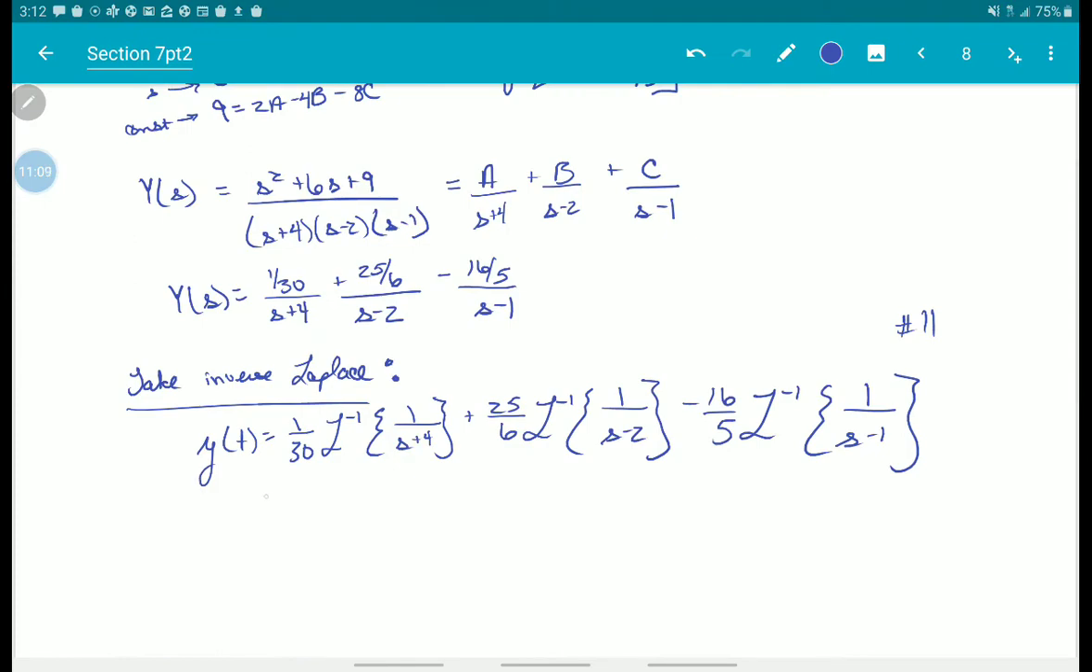We just have to figure out what a is. Remember, it's the number that comes after the minus. That first one has to be rewritten as s minus negative 4. So this is e to the negative 4t, plus 25 over 6 e to the 2t, minus 16 over 5 e to the t. So there's our Y of t.